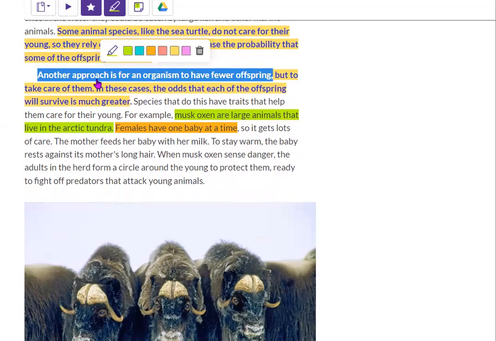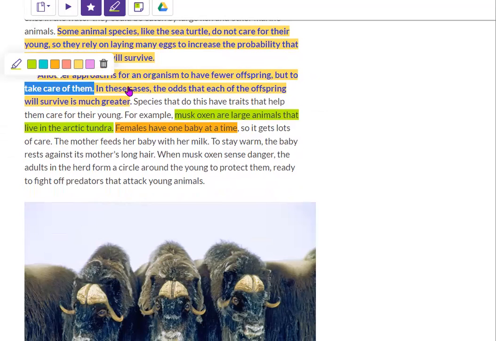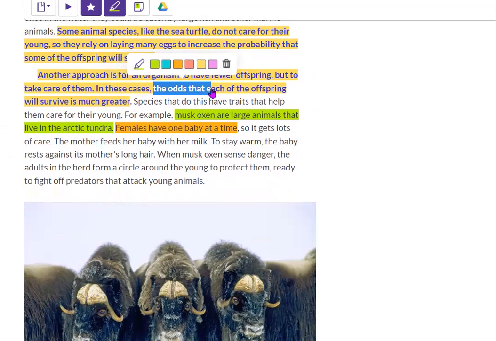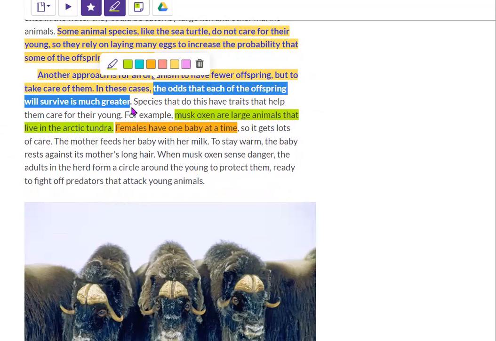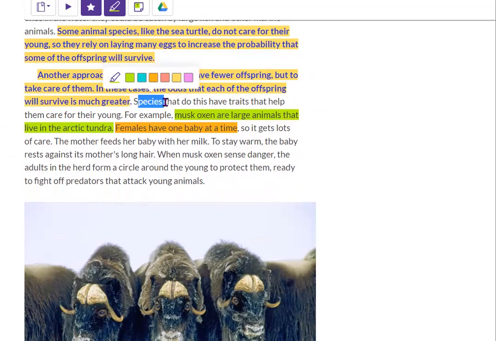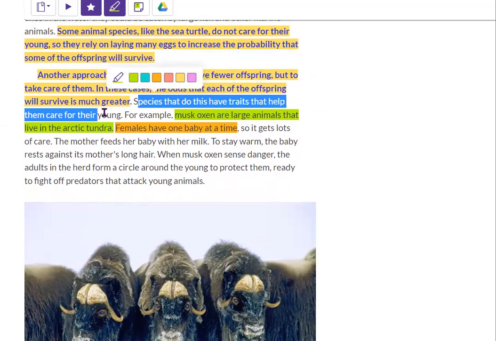Another approach is for an organism to have fewer offspring. We fall in this category, humans, right? But the trade-off is that we need to take care of these offspring. In these cases, the odds or the chances that each offspring will survive is much greater because we're spending a lot of time taking care of that offspring.